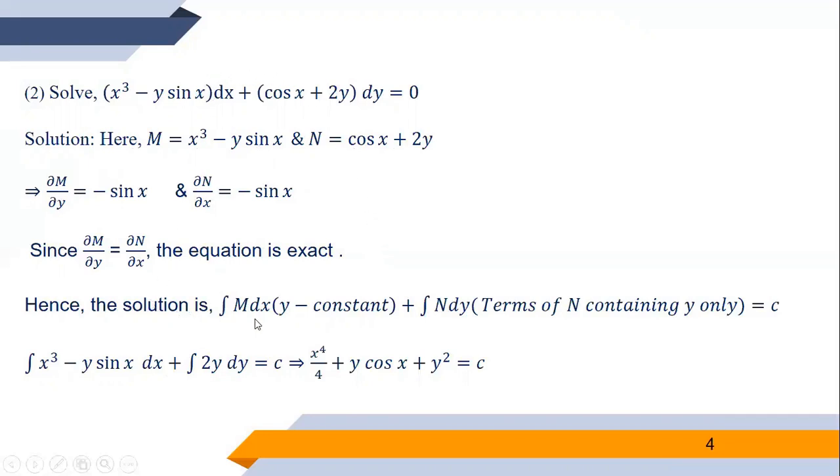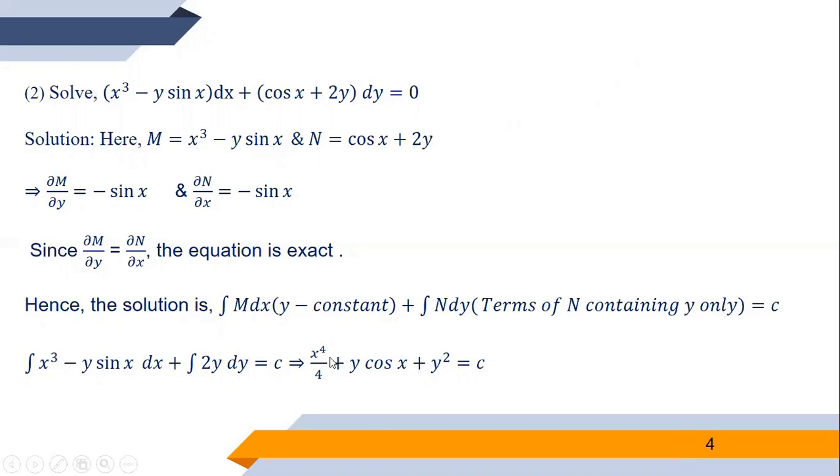Hence the solution form is M dx plus, with N, the term containing y only, dy equal to c. So M is (x cube minus y) into sin x dx, plus in the N term only the term which depends on y. So 2y dy is equal to c.